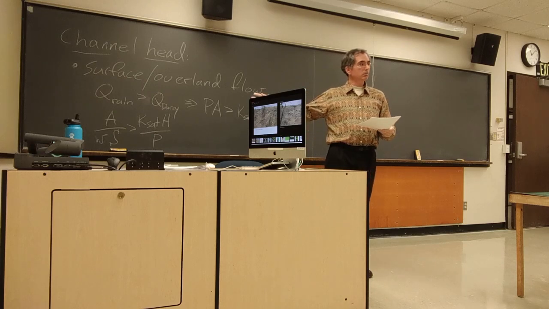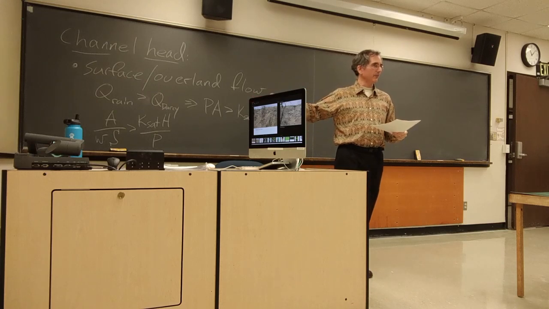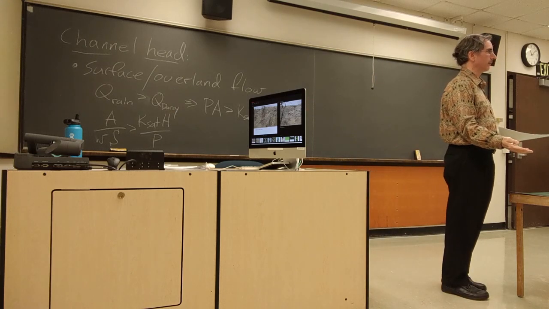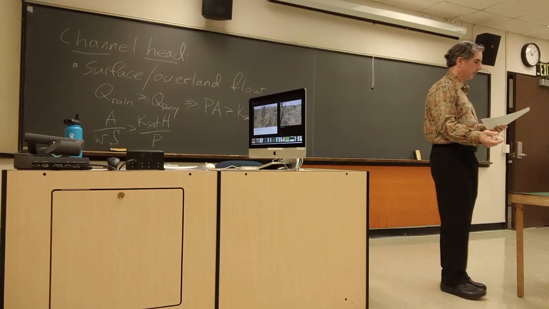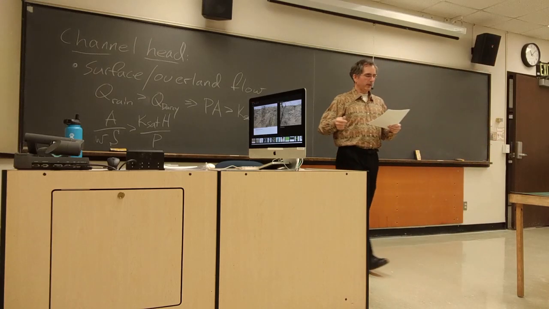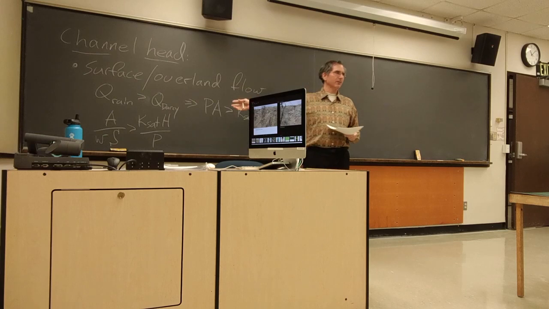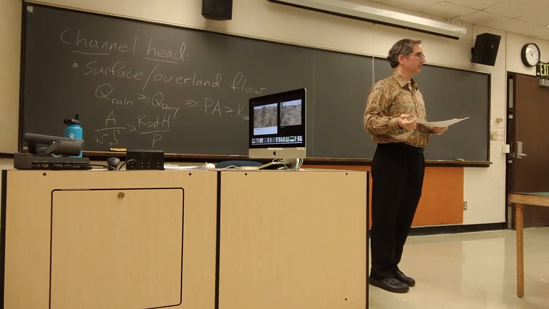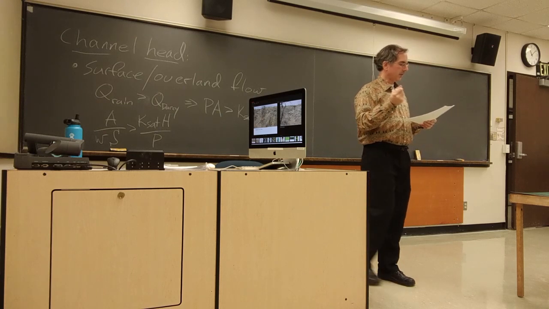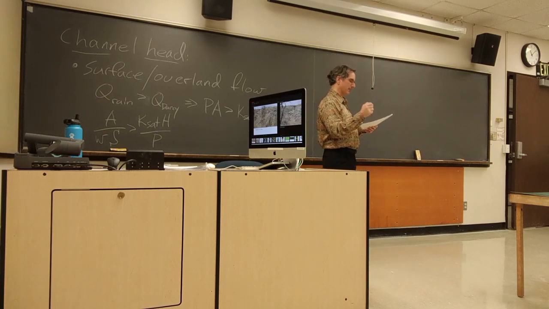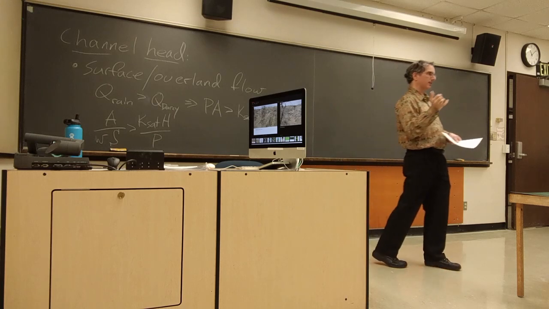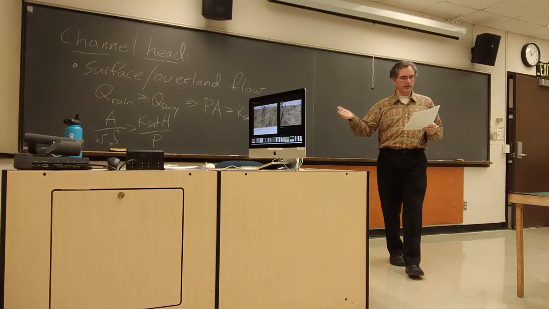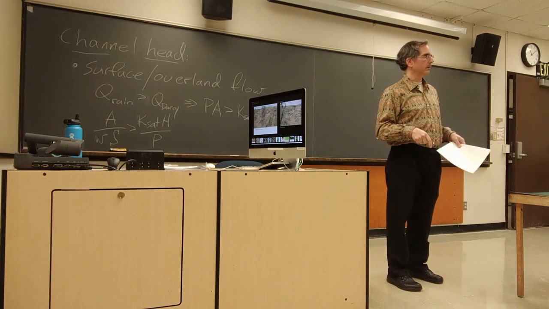So we need flow, but is overland flow sufficient? I mean, it could be sitting in a puddle not doing anything or barely moving, right? So the existence of overland flow doesn't imply that we've got the ability to carve a channel. So we talked already about competition between hillslope diffusional processes and fluvial processes. We know that the water must at least carry away what, say, the gophers supply.